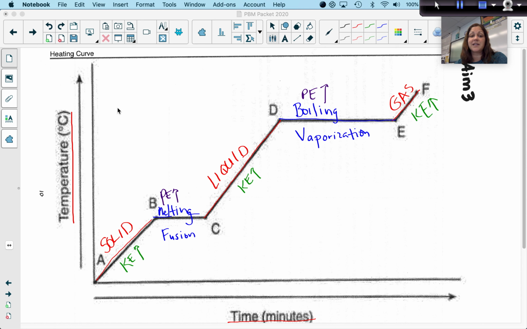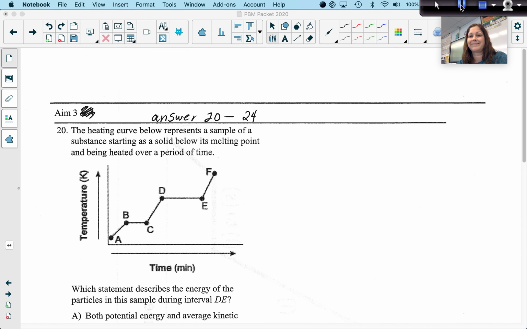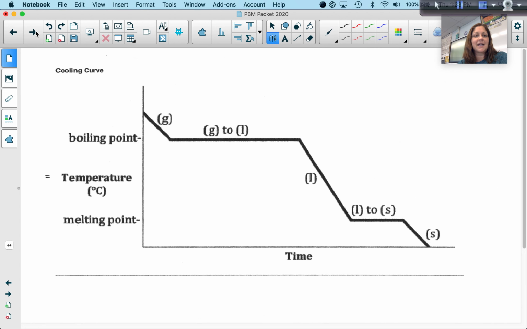We also know that this is the heating curve, so energy is going to be absorbed. So anytime we go uphill in terms of energy, that is going to be an endothermic process. If we want to look instead at the cooling curve, we can see that we are going down, so energy is being released. So we will say that this is exothermic. And whenever we're saying that something is exothermic, that means energy is being released.